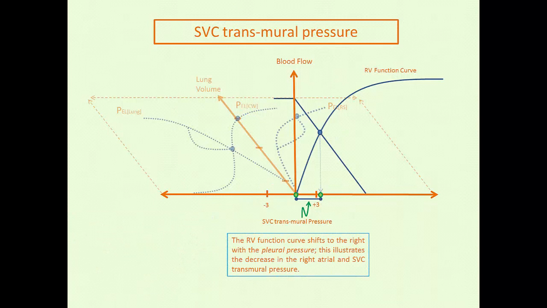So the RV function curve, as we just saw, shifts to the right with the pleural pressure, and this illustrates the decrease in right atrial pressure and superior vena cava transmural pressure. Again, this patient is passive with the ventilator. Okay. Well, what about the inferior vena cava with a mechanical breath?